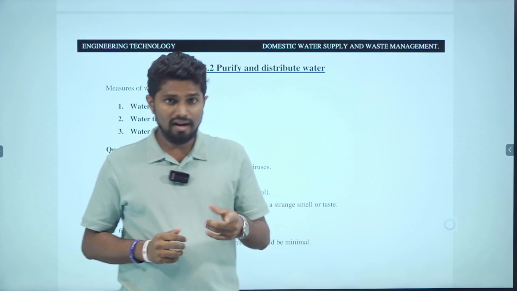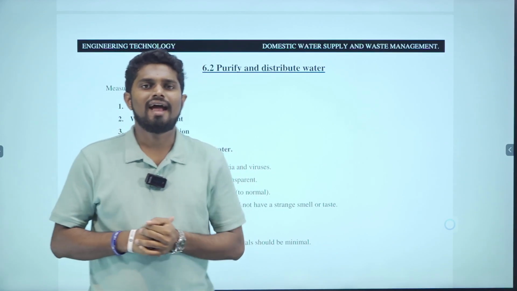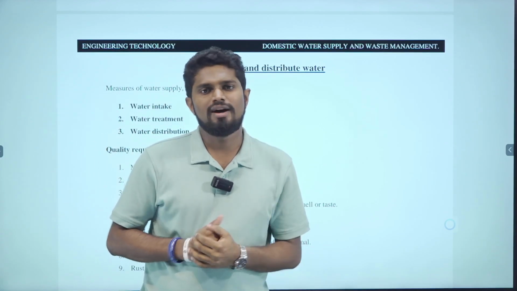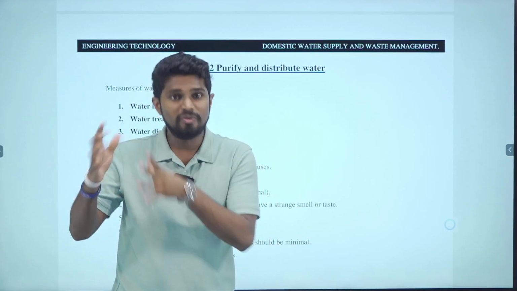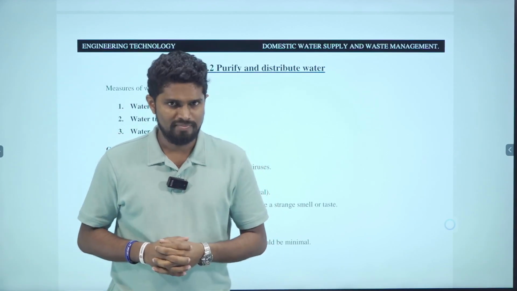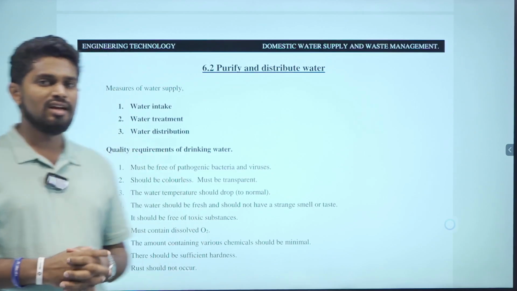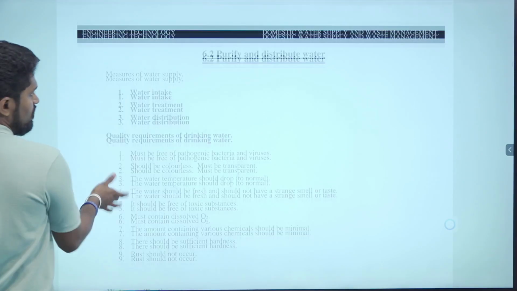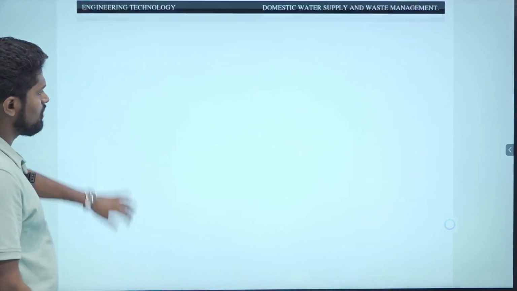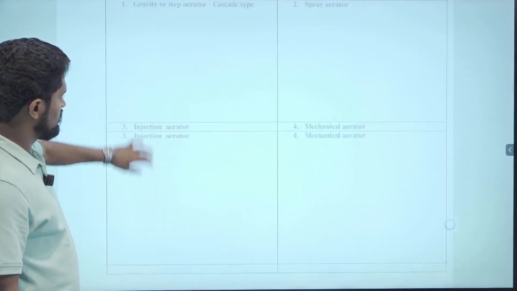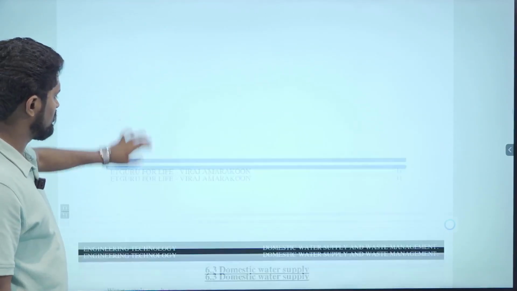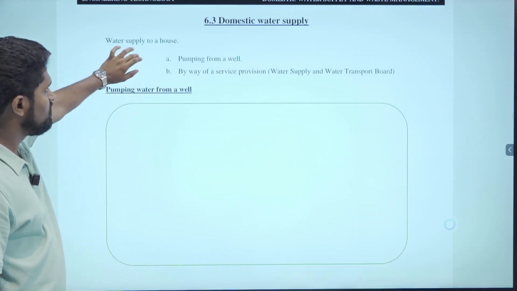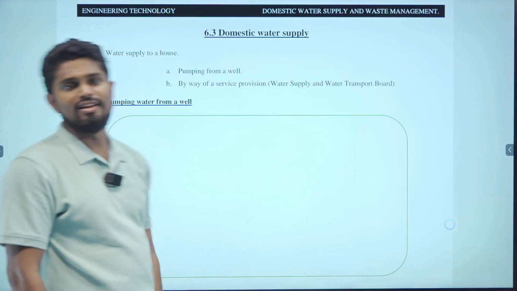The second part is about purifying and distributing the water. In this part we discuss how to purify water, and then how to distribute the water to the consumer. Moving to the tute, this part is about how to purify, and there are processes. Then we are moving to the third part of our lesson.